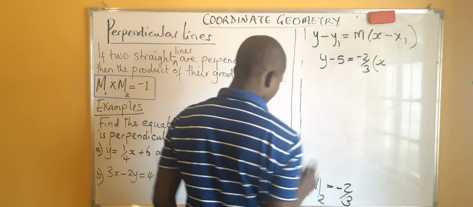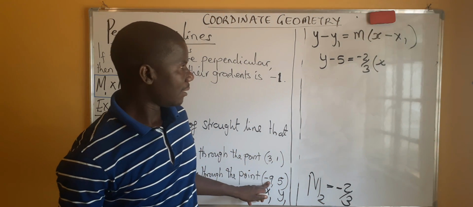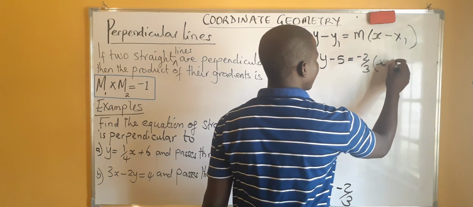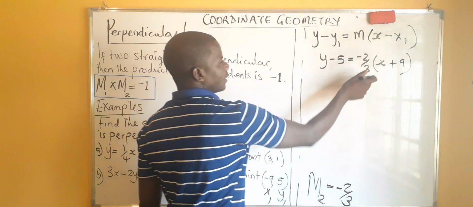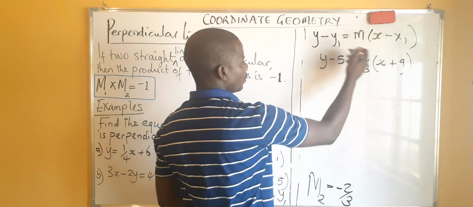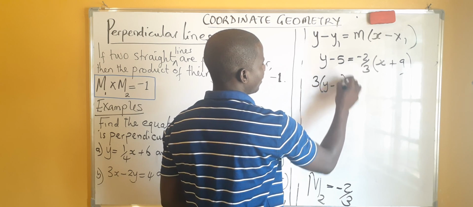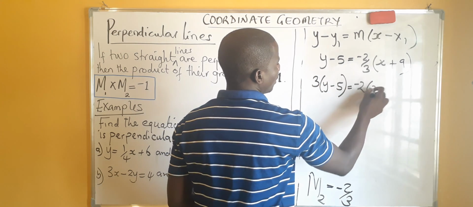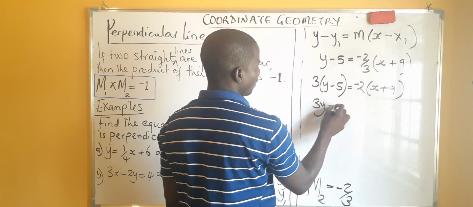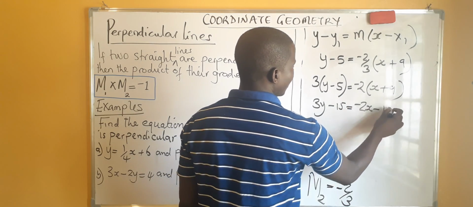x, and we have a minus times a plus, giving a minus, and this minus the 9 gives us a plus. When the gradient is a fraction, I always advise learners to cross multiply here, meaning you have 3 times y minus 5 equals minus 2 times x plus 9. Then you simplify, and this is going to give you 3y minus 15 equals minus 2x minus 18.